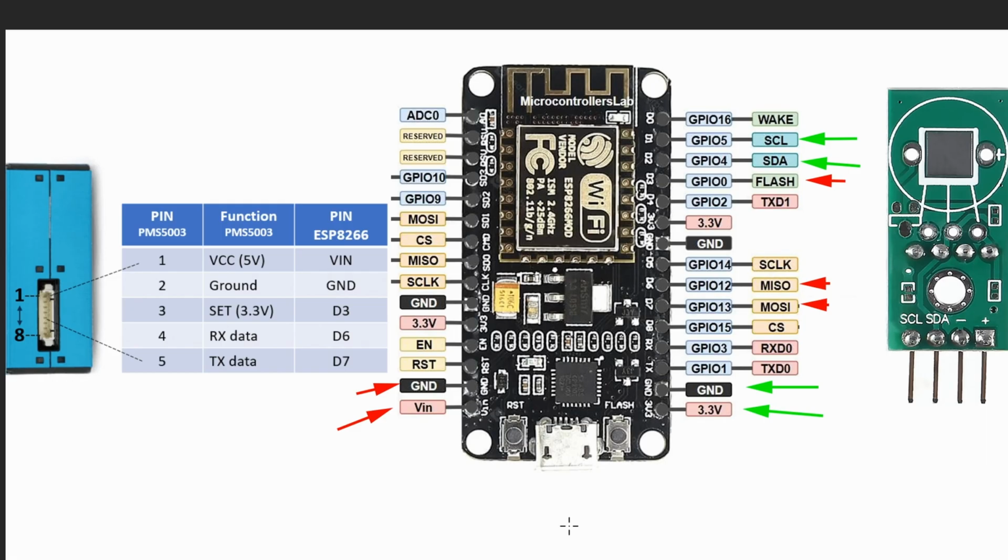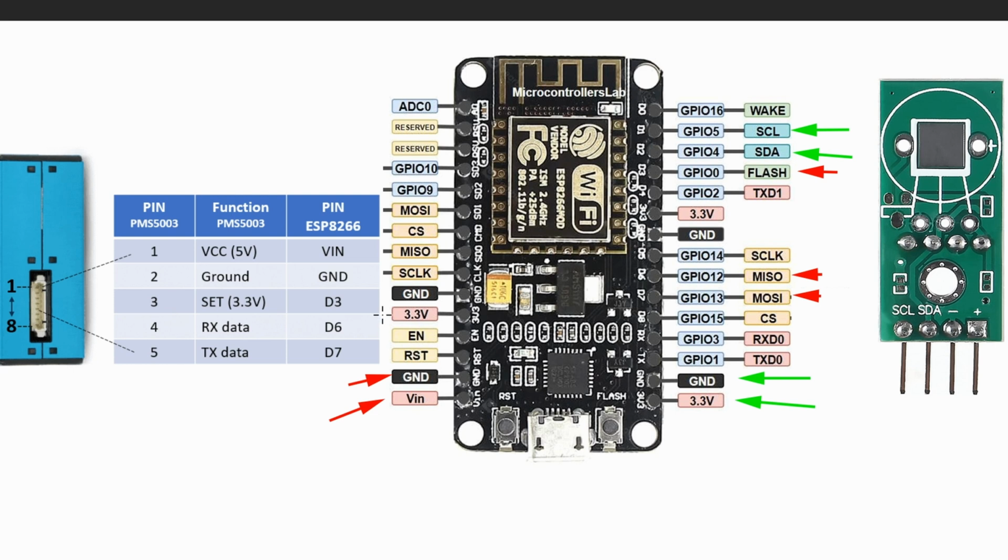So this is how you'll be wiring everything together. Here's a schematic of the Node MCU. The sensor itself has 8 wires. We only need 5. Starting from the top, it's 1, 2, 3, 4, 5, 6, 7, 8. The first pin is going to go into VIN, which is right here on a Node MCU. The second pin goes to the ground, which is right here. Pin number 3 goes to D3, which is right here. Pin number 4 is D6. Pin number 5 is D7.